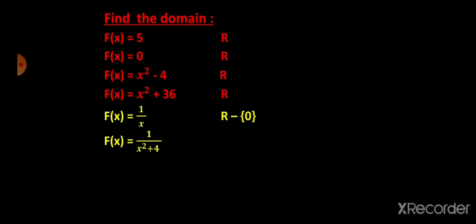Let's see the next one. F of x equals 1 over (x power 2 plus 4). Can we factorize x power 2 plus 4? No, we can't factorize it. So if you have a fractional function and the denominator doesn't have any solution, the domain will be R. We can't say R except some value, it's not logical. So if the denominator can't be factorized or doesn't have any solution, the domain will be R.